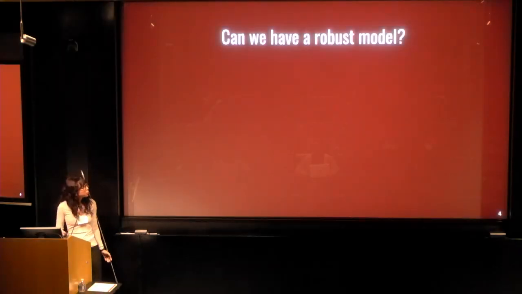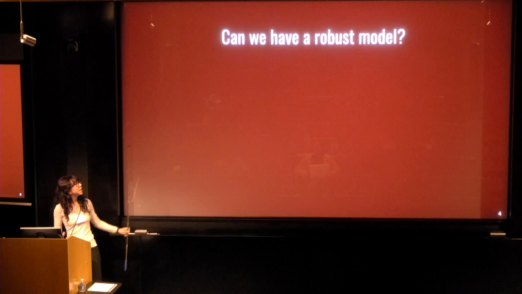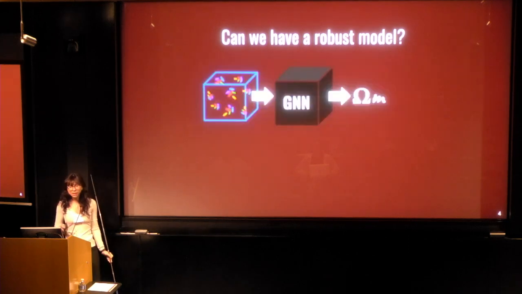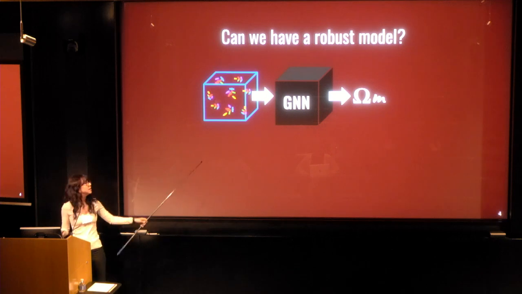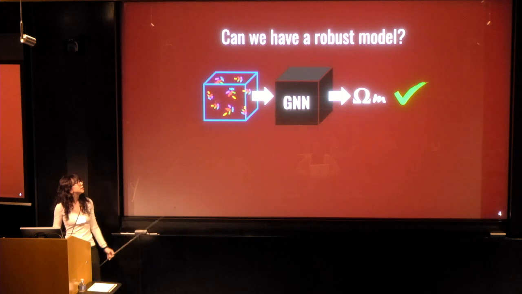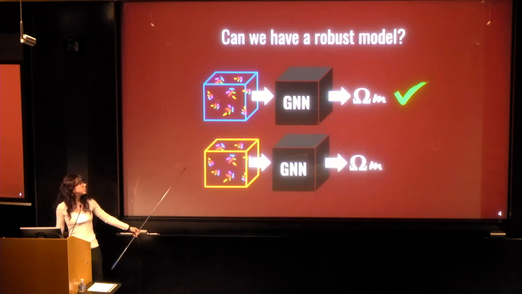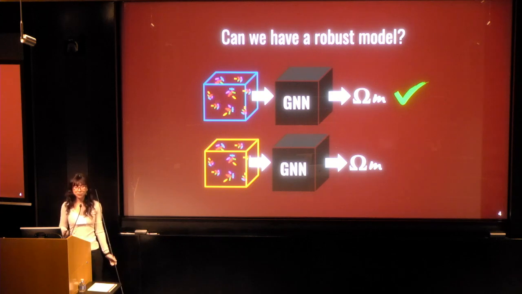Another really important question here is, can we have a robust model? We actually know that to train a machine learning model, we have to choose the data set. And then if we have a good model, it's supposed to get good predictions. The problem is when we try to change the data set in question and try to do good inferences.